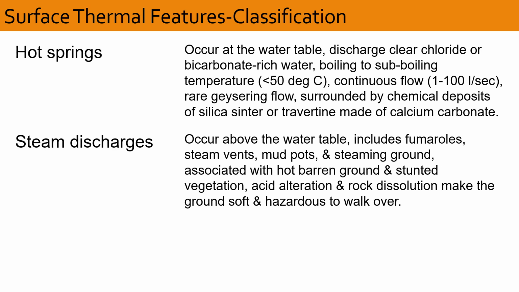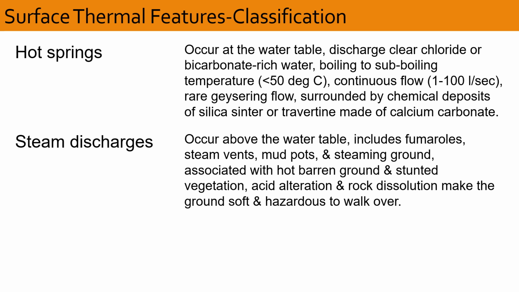Steam discharges include fumaroles, steam vents, mud pots, and steaming ground. These occur above the water table, sometimes by less than a few meters. They are associated with hot, barren ground, stunted vegetation, as well as acid alteration and rock dissolution, which make the ground soft and hazardous to walk over. Steam discharge is generally difficult to quantify, especially where diffuse, but it can be vigorous and audible, as in the case of an energetic fumarole.